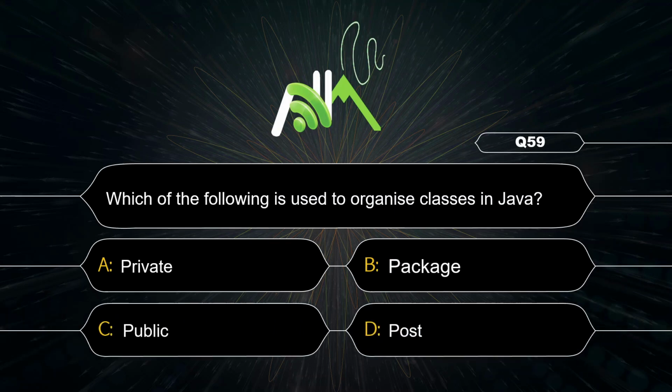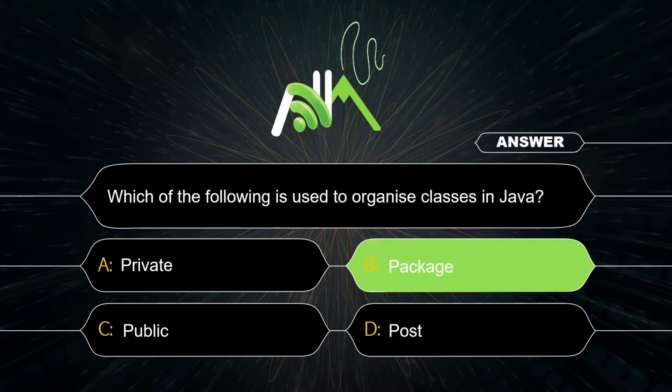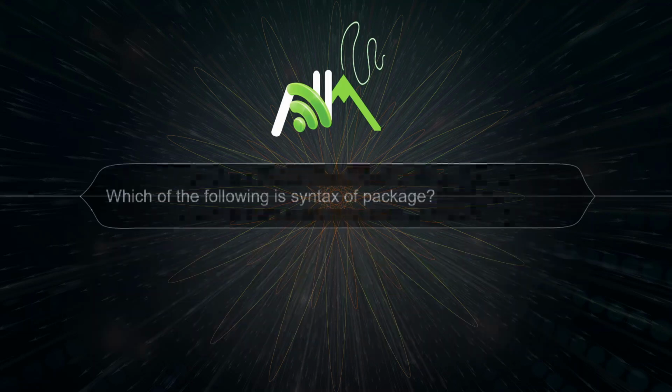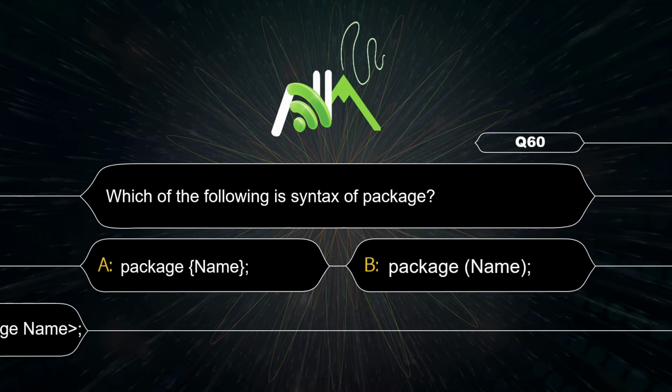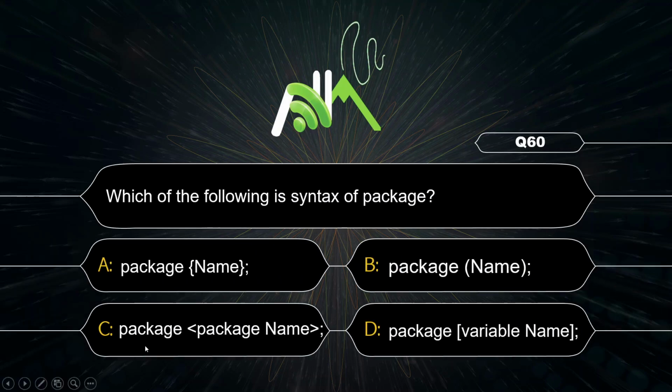Following is used to organize classes in Java. So package is used to organize different classes in Java. So option B is correct here. Write the package keyword and then you have to write the package name in angular bracket. So option C is correct.